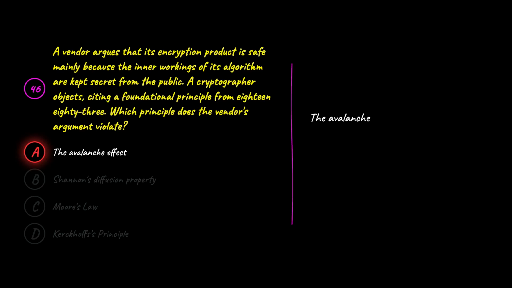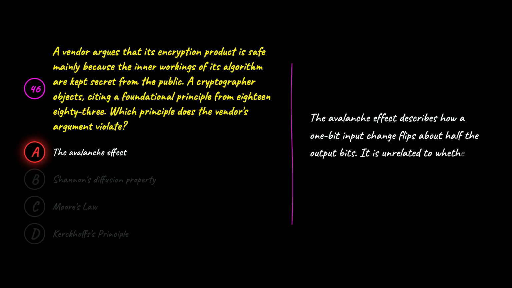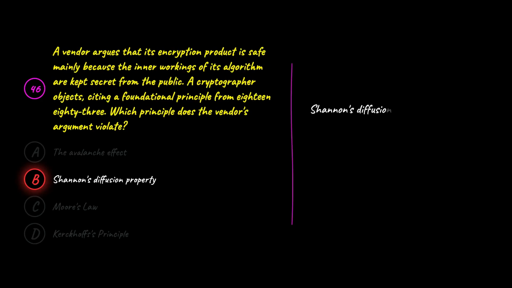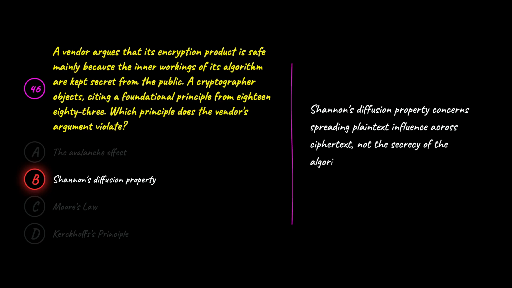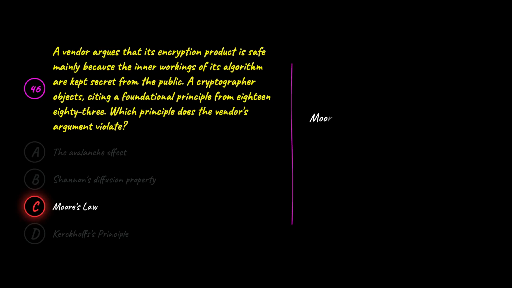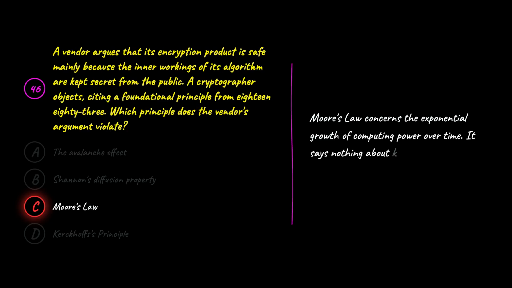A is wrong because the avalanche effect describes how a 1-bit input change flips about half the output bits. It is unrelated to whether an algorithm should be public. B is wrong because Shannon's diffusion property concerns spreading plain text influence across ciphertext, not the secrecy of the algorithm. It does not address the vendor's argument. C is wrong because Moore's law concerns the exponential growth of computing power over time. It says nothing about keeping an algorithm secret.